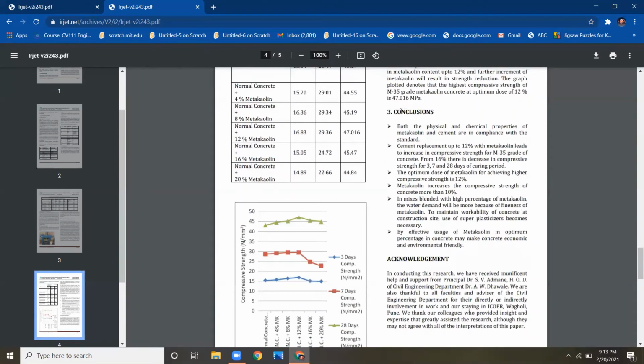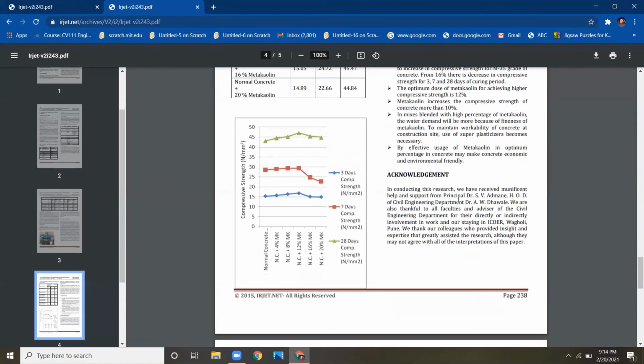So, what does it mean by that? Conclusion: both the physical and chemical properties of metakaolin are in compliance with the standard, and cement replacement up to 12% leads to increase in compressive strength. So he has discussed in this conclusion whatever results they gained, and they gave it in points. You can give it in a paragraph as well, it's up to you. You can see metakaolin increases the compressive strength of concrete by more than 10%.